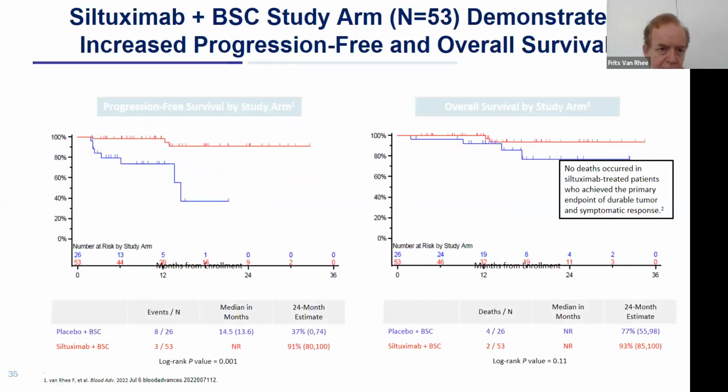Then more recently, we analyzed progression-free and overall survival. Now, on the left-hand side, one can see the progression-free survival. The red is the siltuximab arm. The blue is the placebo arm. In the placebo arm, the 2-year progression-free survival is 37%. And in the siltuximab-treated patients, it's 91%. So it's 91% versus 37%. Siltuximab also did better in terms of overall survival, but it was not statistically different. Perhaps because patients who failed placebo were allowed to receive siltuximab off study. Some of the patients who were initially on the placebo arm later still received siltuximab.